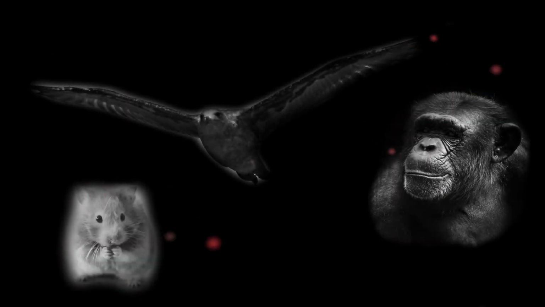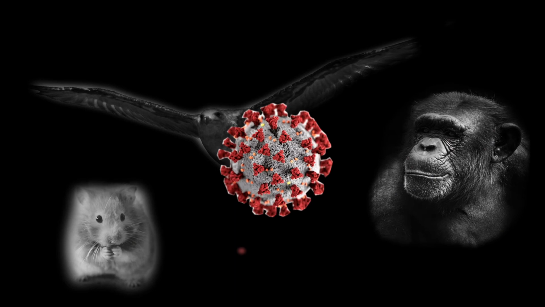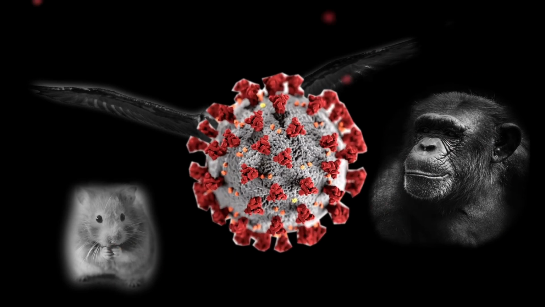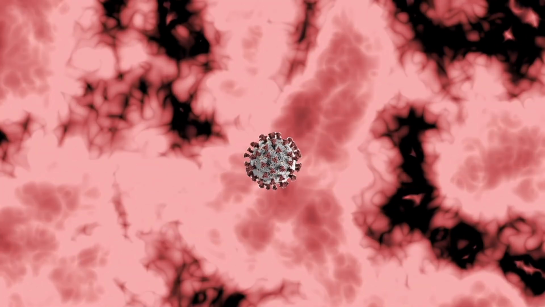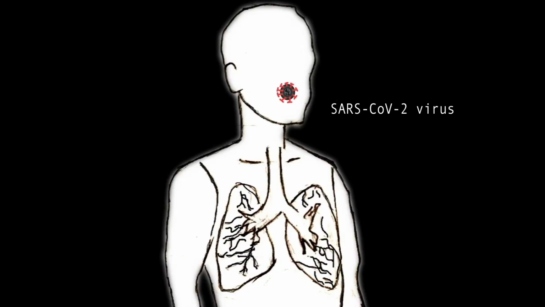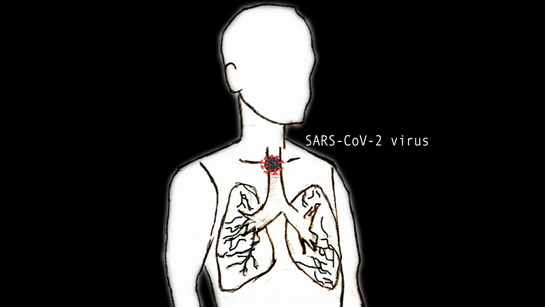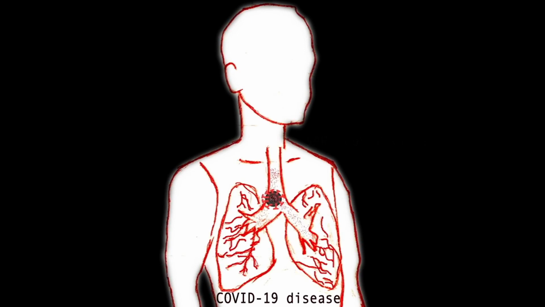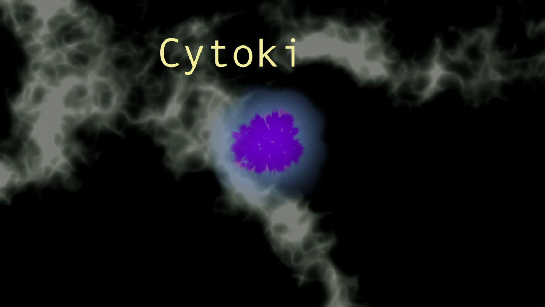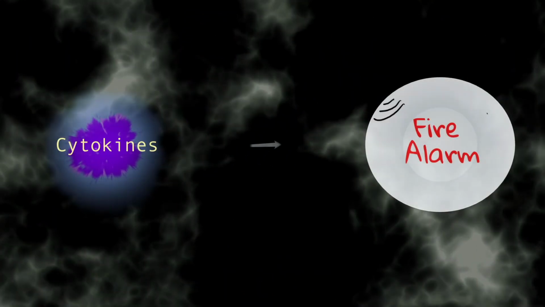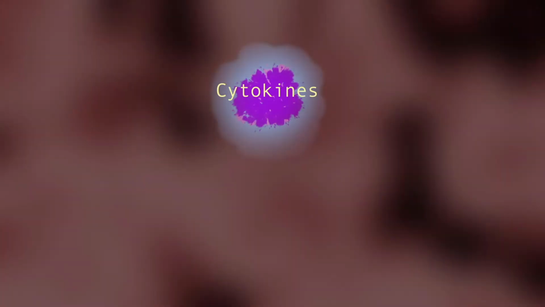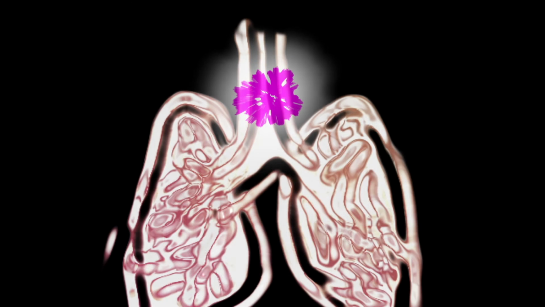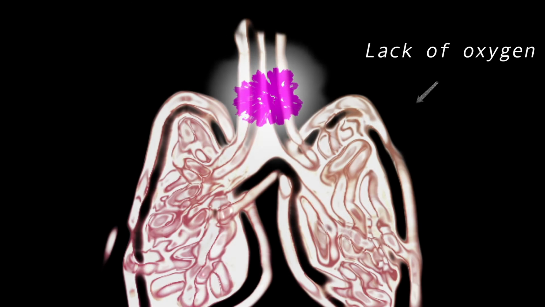The danger of many zoonotic diseases, including COVID-19, is not in the viruses themselves. It's in the reaction of our own immune system to them. When our body spots a virus like SARS-CoV-2, it gets into a state of emergency. Special molecules called cytokines, like little fire alarms, begin signaling our bodies of the danger. Sometimes cytokines signal too aggressively. This causes severe inflammation in our lungs and prevents us from breathing normally.